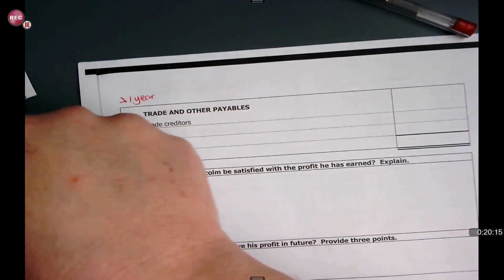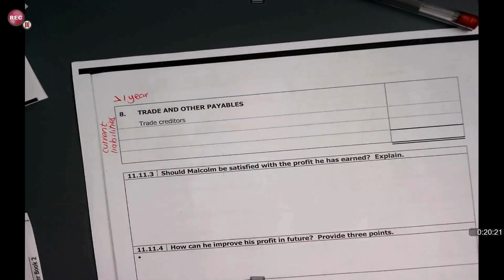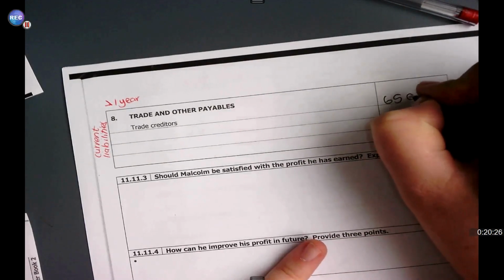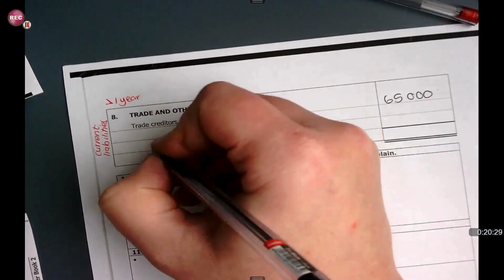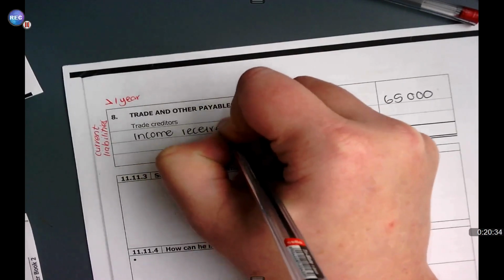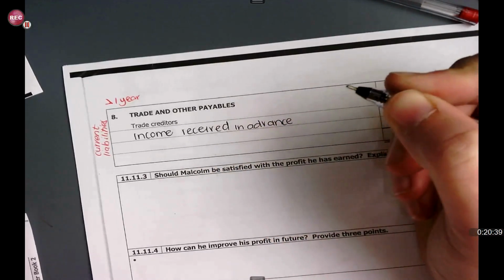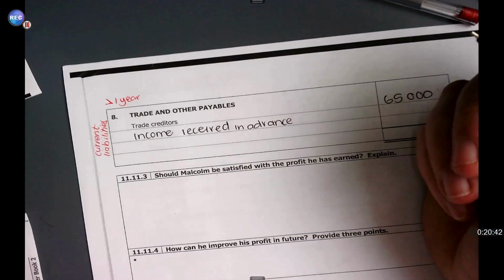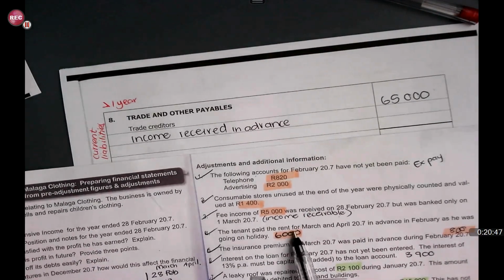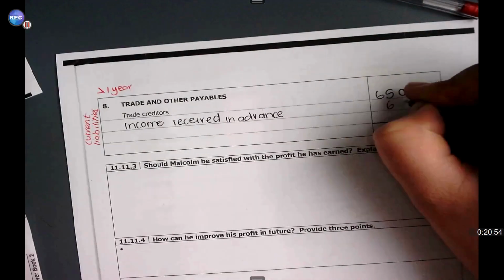All right, your trade creditors. Your creditors control we're looking at was 65,000. Another one we would have is income received in advance. An amount that you received in advance was that rent income where the person went on holiday. Let's have a look here. The tenant paid rent for March and April in advance because they were going on holiday, and that worked out to be 6,000.